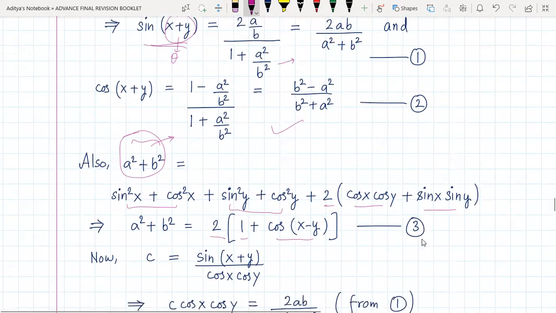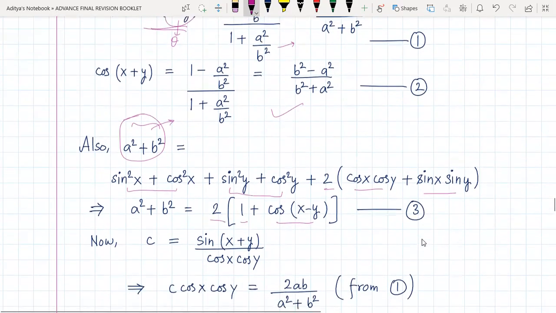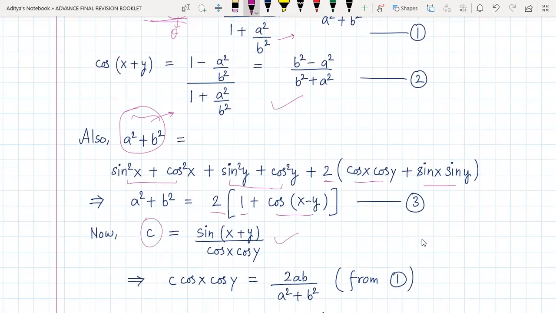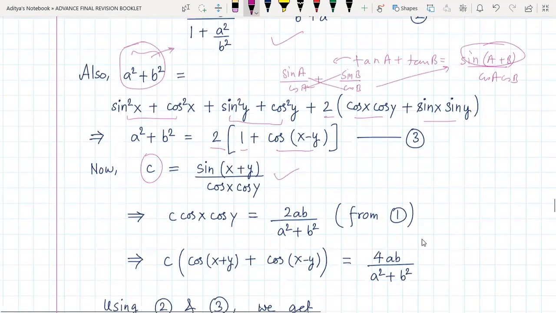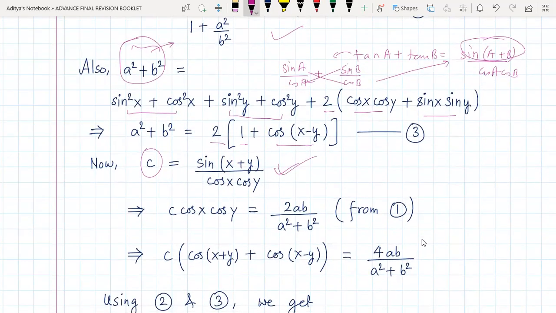Okay. Now, what we need to observe is that C would obviously be equal to this quantity. The reason is tan A plus tan B can always be written as sine of A plus B upon cos A cos B. The proof is rather simple. You can just write it as sine A upon cos A plus sine B upon cos B, and then you can just take the LCM and observe that sine A cos B plus sine B cos A is nothing but the expansion of sine of A plus B. So using that logic, I've been able to express C in this form.